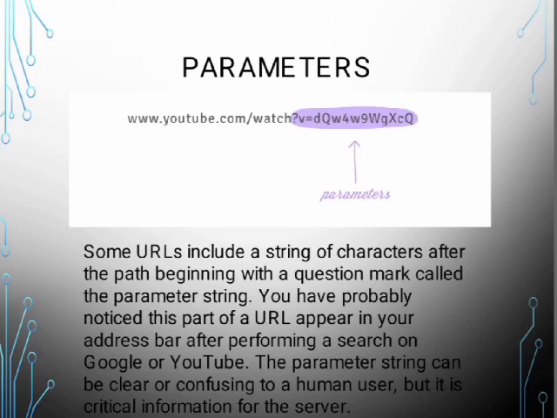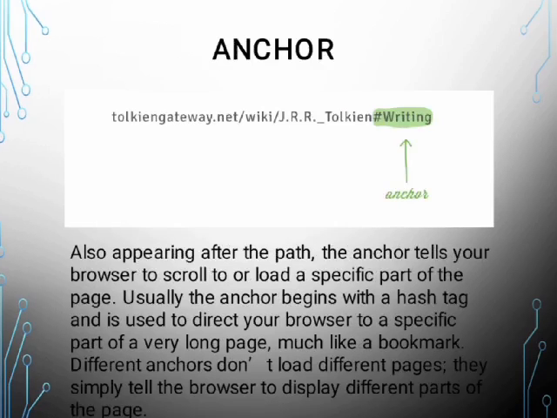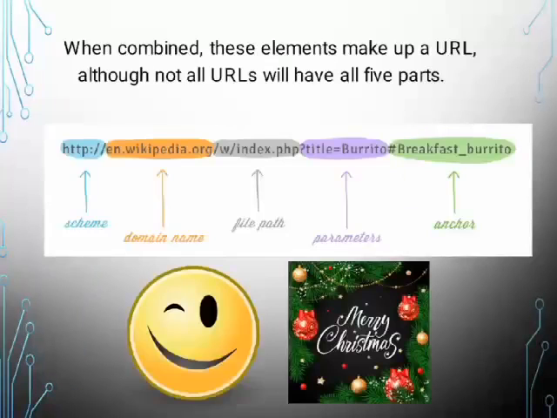And lastly, we have the anchor. This also appears after the path. The anchor tells your browser to scroll to or load a specific part of the page. Usually the anchor begins with a hashtag. This hashtag is used to direct your browser to a specific part of a very long page. So it's like a bookmark. But different anchors don't load different pages. They simply tell the browser to display different parts of the page.